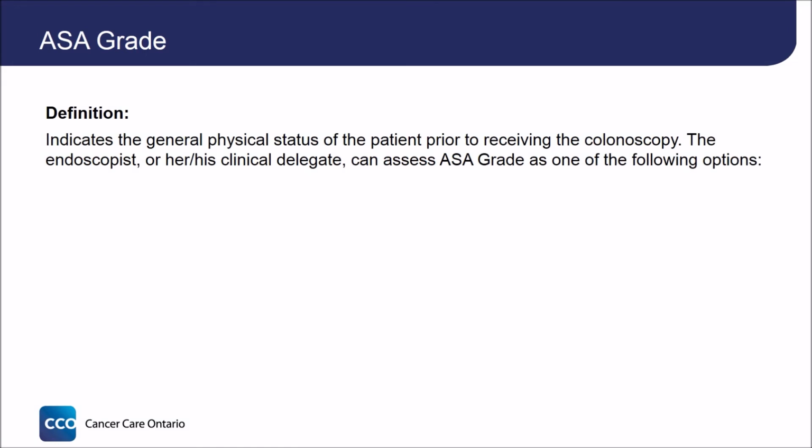ASA grade describes the general physical status of the patient prior to receiving the colonoscopy. ASA grade can be measured by any provider and does not require an anesthesiologist consultation or involvement. The endoscopist or his or her delegate can assess ASA grade. Please note that although the ASA grading system goes from 1 to 6, ASA grade 6 is excluded from the valid value options in the GI endoscopy DSP. Patients should be scored from 1 to 5 based on the following definitions and examples.